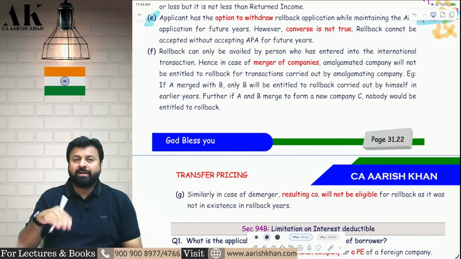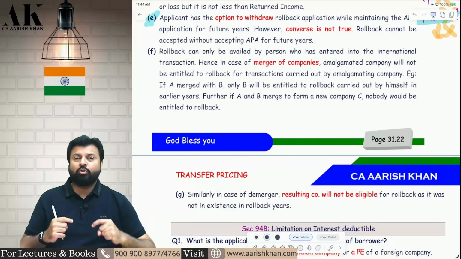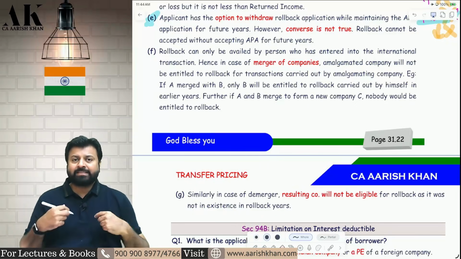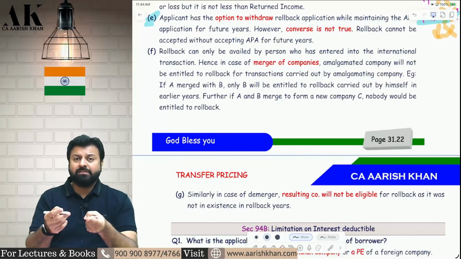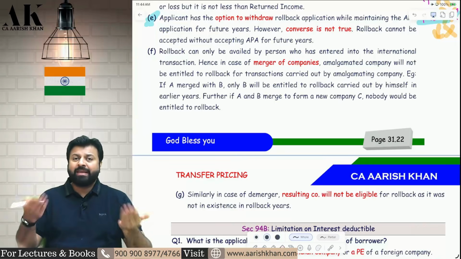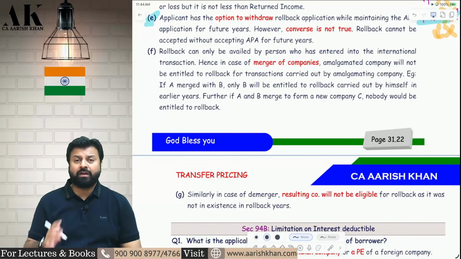Now in that case, A limited is making application for APA. Can A limited go for rollback? Yes, A limited can go for rollback because A limited is an applicant. Whomsoever is the applicant can go for rollback. You have to check the PAN number. In this case, if A limited is making application, A limited can go for rollback. B and C cannot go for rollback because B and C are not applicant. B and C are part of A now. They are not applicant. They are not the one who has made application for APA.